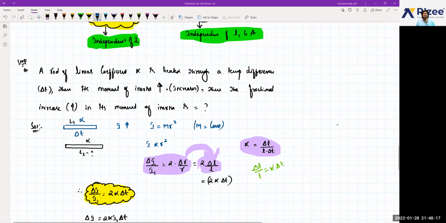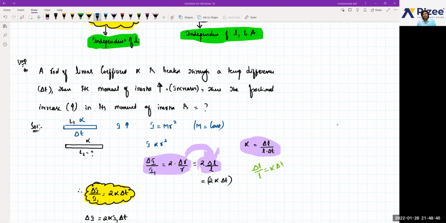A rod of linear coefficient alpha is heated through a temperature difference delta T. Then its moment of inertia increases. What is the fractional increase in its moment of inertia? We have a rod whose coefficient of linear expansion is alpha, length is L1, and it is heated through a temperature difference of delta T. Now its moment of inertia increases, and the fractional increase in its moment of inertia is asked.